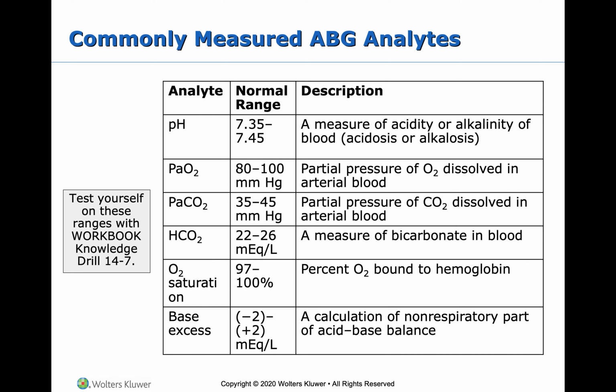Okay, so these are some commonly measured analytes in an ABG. The pH, which is a measure of the acidity or basicity of your blood, the partial pressure of oxygen, the partial pressure of carbon dioxide, bicarbonate measure, the percent of oxygen that is bound to hemoglobin, and base excess, a calculation of the non-respiratory part of the acid or base balance.